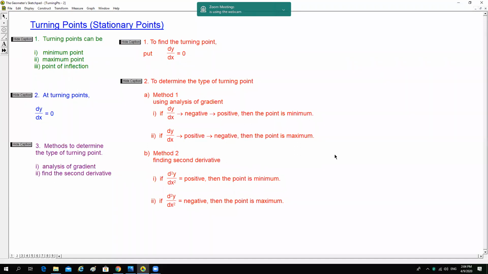Okay, so far I give you some time to think over this. First step, find dy/dx, put dy/dx equals 0 to find the turning point. That's the first step. Second step, to determine the type of turning point, you can use method 1 or method 2. Method 1, find the gradient, whether it changed from negative to positive or from positive to negative. This method is very long, so we don't want it. Normally we use this method: find the second derivative, that is find d²y/dx².